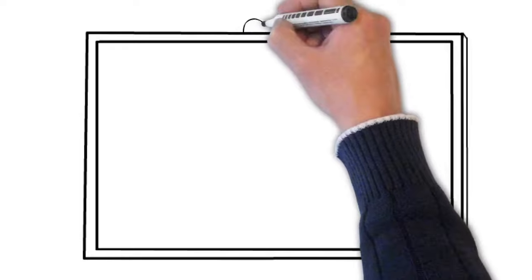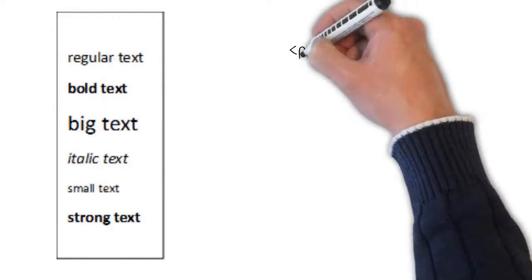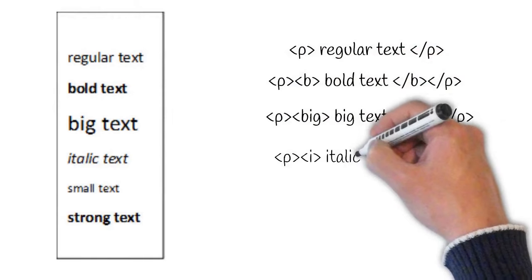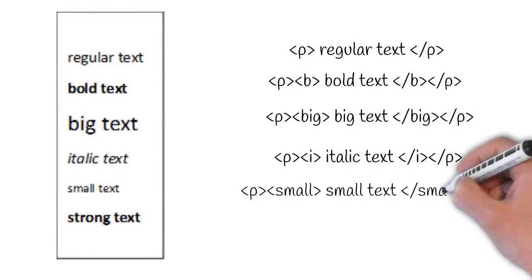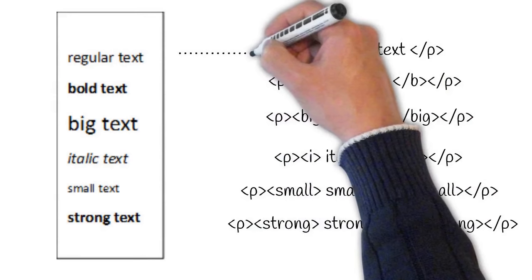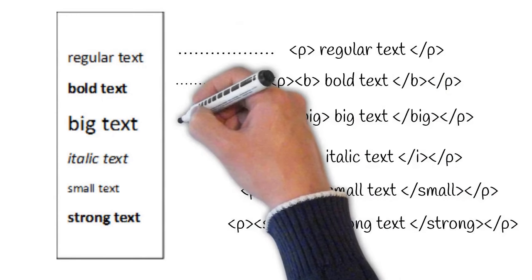Welcome. In this section, we're going to go over text formatting. Now, to your left, you're going to see a lot of different text formats. We have regular text, bold text, big text, italic text, small text, and strong text. But you see, we already went over P, which just stands for paragraph. But for regular text, there is no special tag symbol.